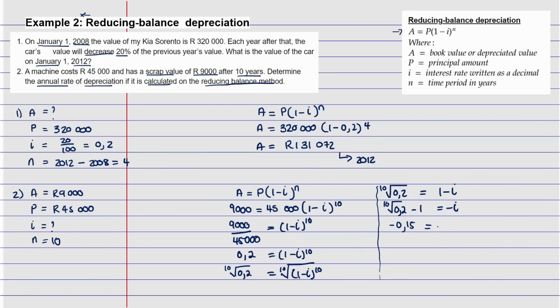Negative 0.15 is equal to negative I. Since they're both negative, it's the same as I is equal to 0.15. Multiply that by 100 because I want the percentage. So I is going to be equal to 15%. So that's how you would do this question.